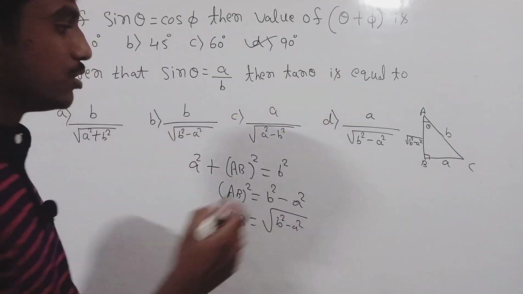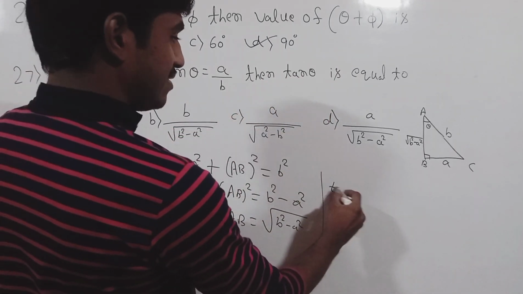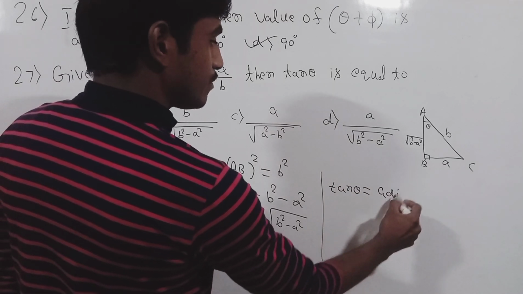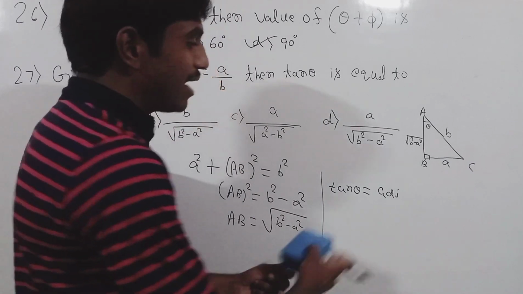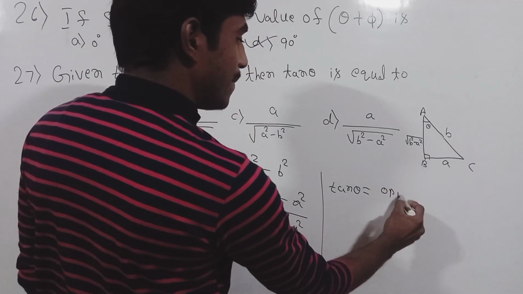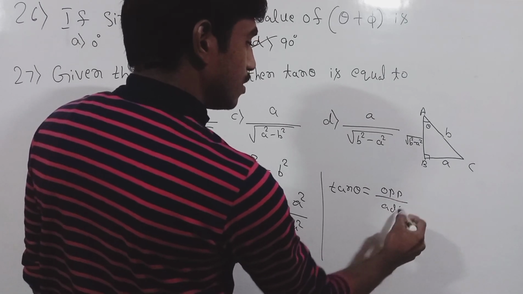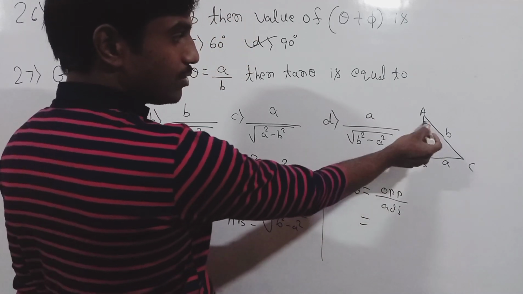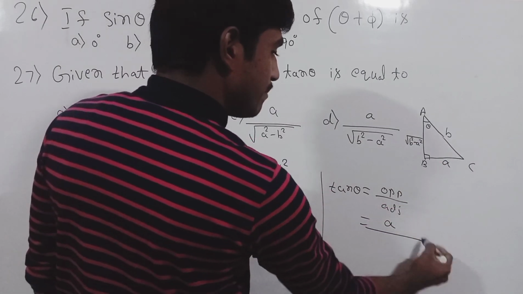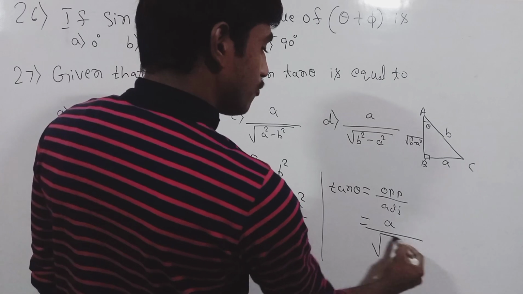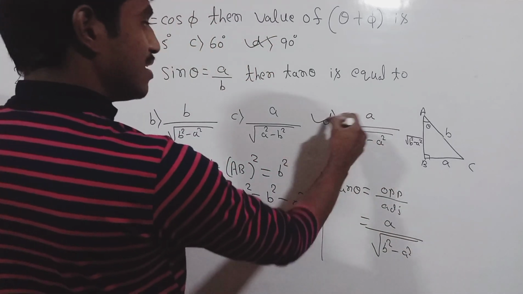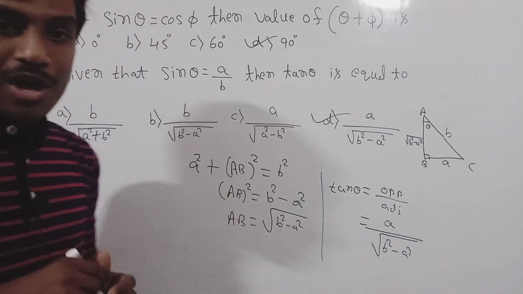Tan theta means what? Tan theta equals opposite side by adjacent side. Now here, what is the opposite side to theta? A. That is BC, the value is a, divided by the adjacent side, which is root of b square minus a square. So the answer is option D, a by root of b square minus a square.